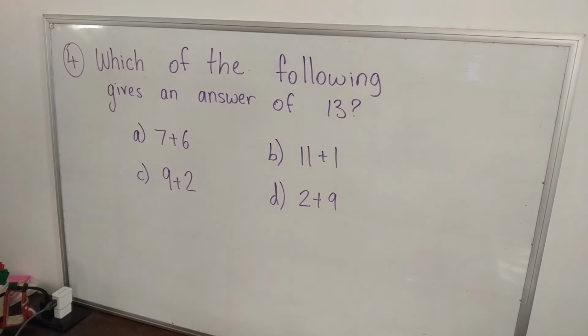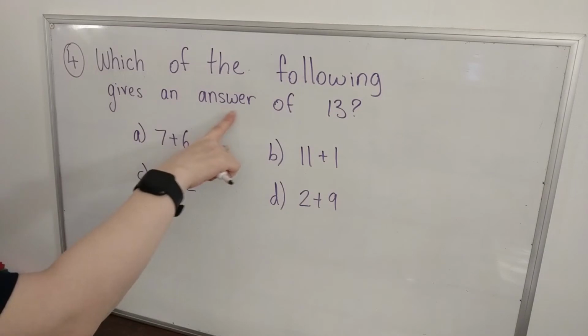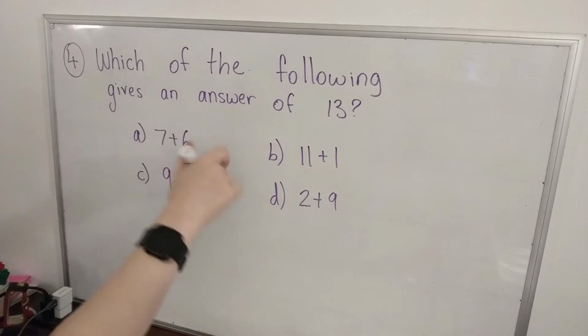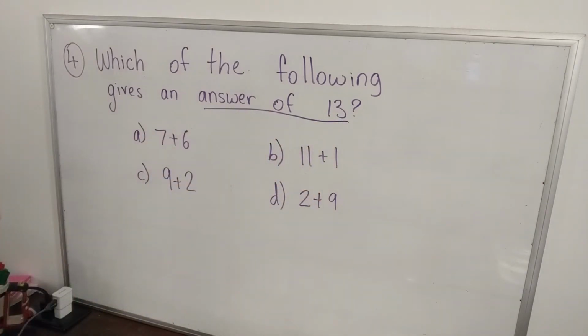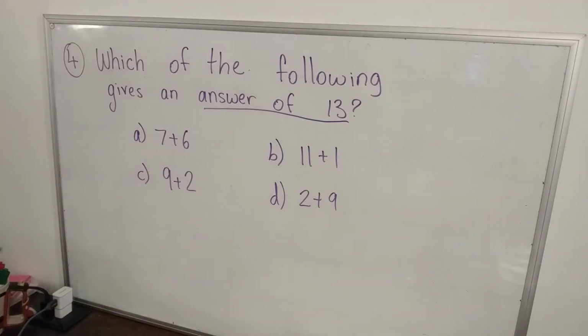Okay, here is problem number 4. It says, which of the following gives an answer of 13? Which one of these has the answer of 13? So let's try all of them, okay? Let's try 7 plus 6. I'm going to try 7 plus 6 down here. And I'm going to say, how many more does 7 need to get to 10? 7, 8, 9, 10. It needs 3 more. 6 has a 3 and another 3.